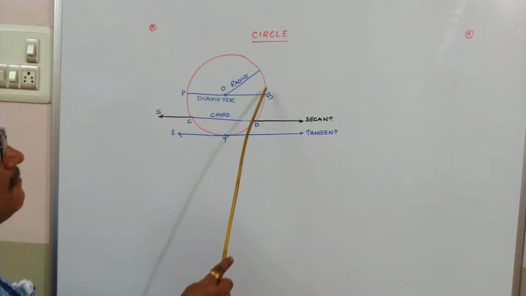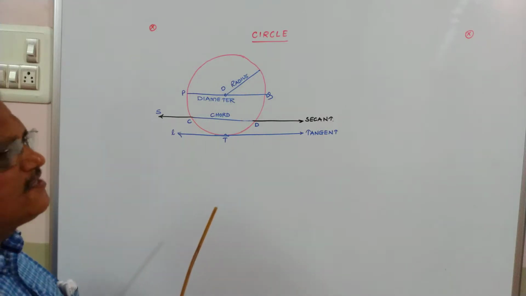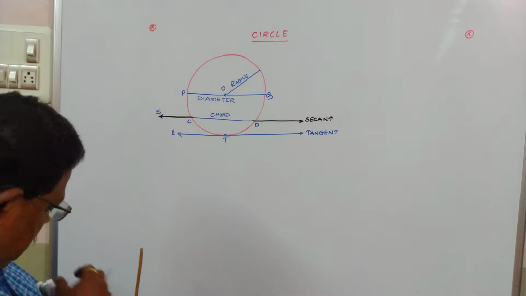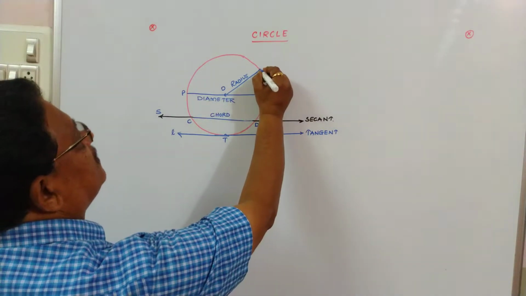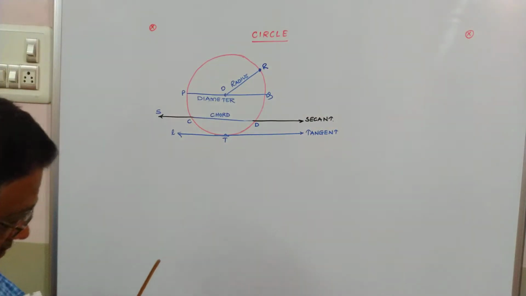Circle is a set of points which are at a fixed distance from the fixed point. The fixed point is called the center of the circle, and the distance from this center to any point on the circle is called the radius.